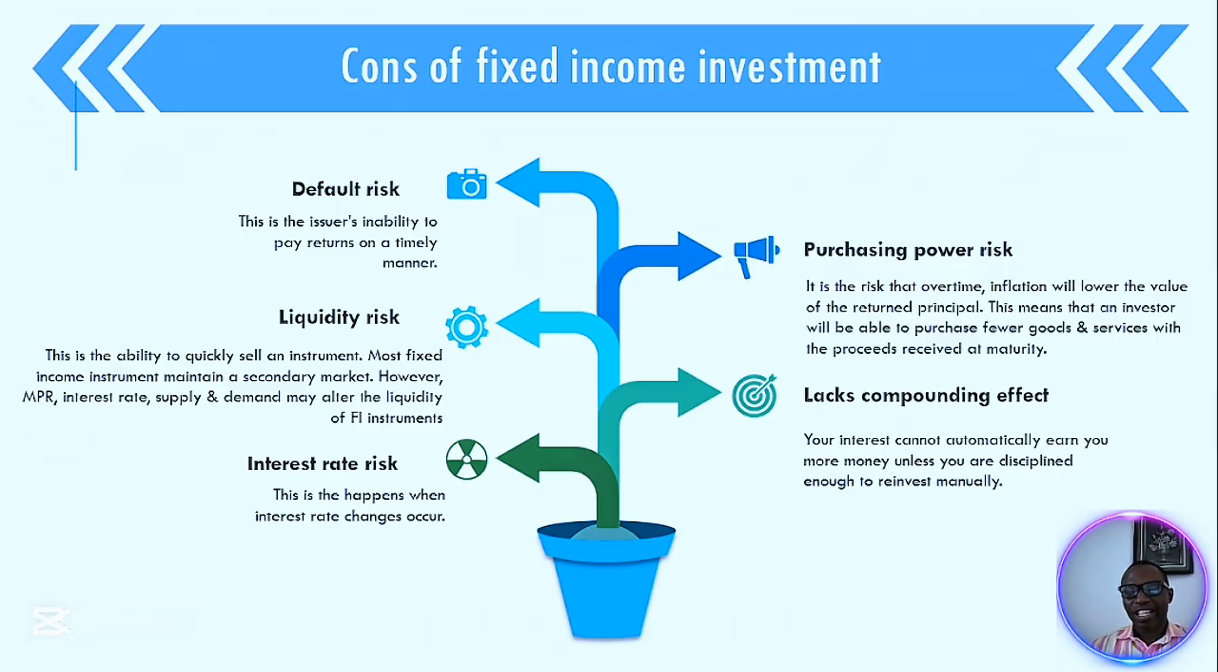Then the last but not the least is it lacks compounding effect. When we say compounding effect, it means your interest earning interest for you. This can be done manually, but definitely it is somehow tiring and cumbersome, and it requires so much discipline. So your interest will not earn interest for you. You will just be collecting your interest back. So your interest cannot automatically earn you more money, it can be done manually, unless you are disciplined enough to reinvest manually.